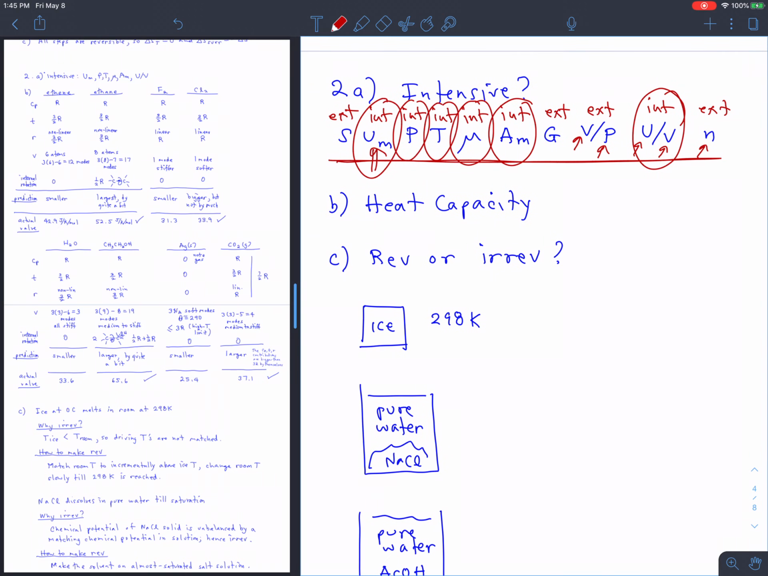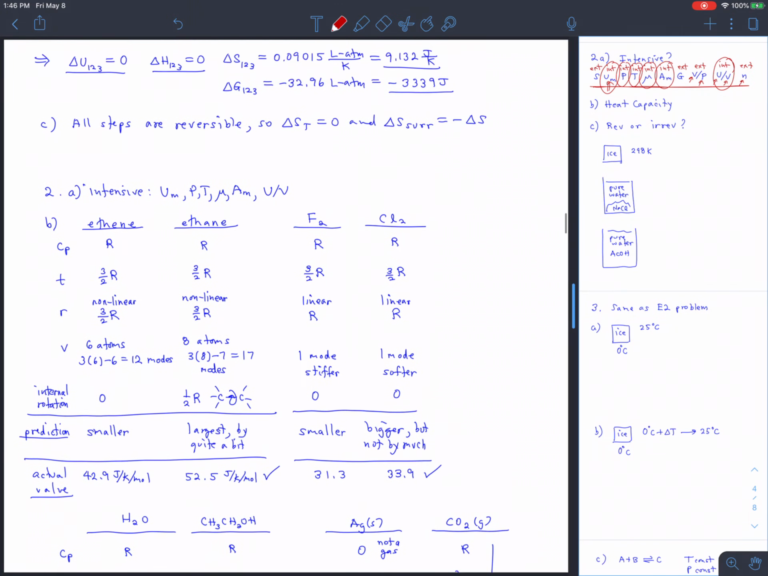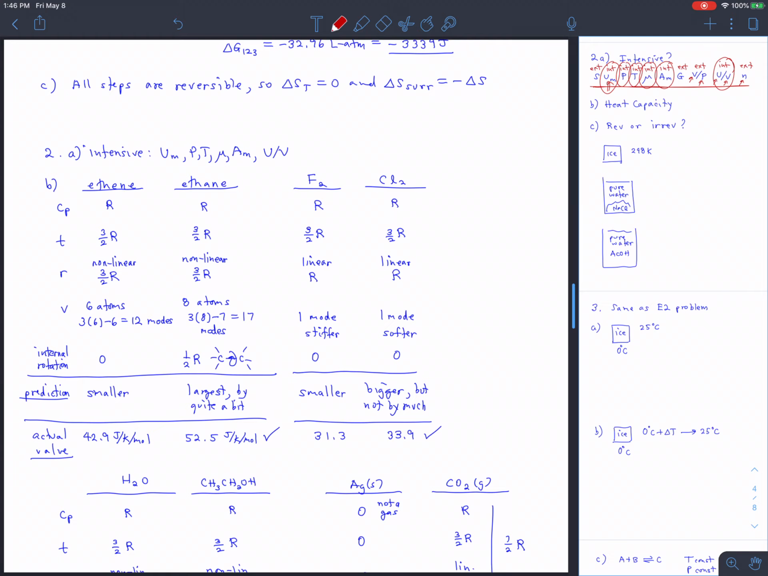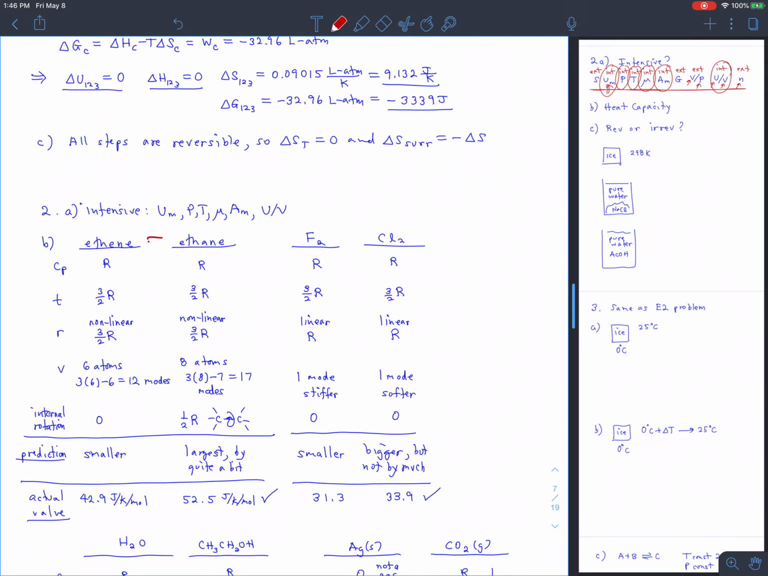Then there's a long question, which I think we'll deal with over here, on the contributions to the heat capacity for a pair of molecules that are being compared in every case. So in the first case, it's ethene. So ethene, just to be sure everybody's on the same page, is this, versus ethane, which is the single bonded version of the molecule.